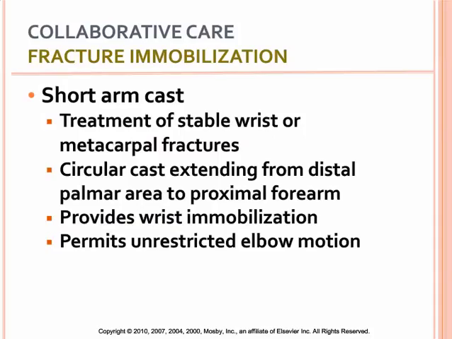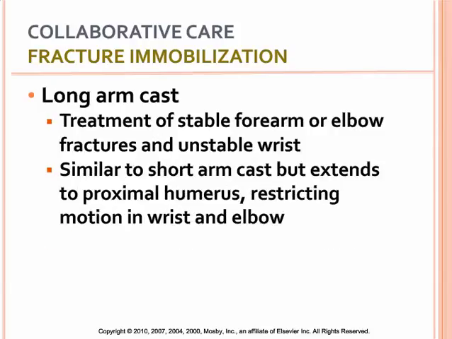A short arm cast is treatment of a stable wrist or metacarpal fracture, and it's a circular cast that extends from the distal palmar area to the proximal forearm. It provides wrist immobilization and permits unrestricted elbow motion. A long arm cast is treatment for stable forearm or elbow fractures and unstable wrist fractures. It is similar to a short arm cast but extends to the proximal humerus, and it restricts motion in the wrist and elbow.